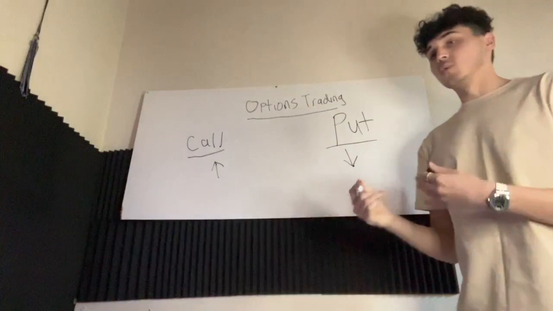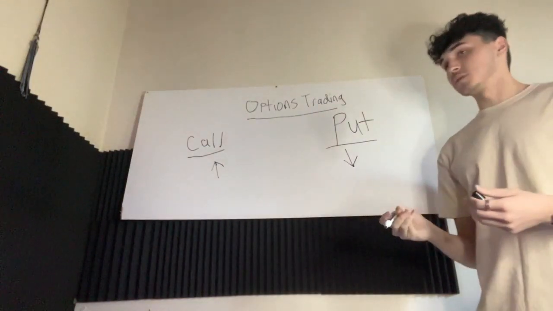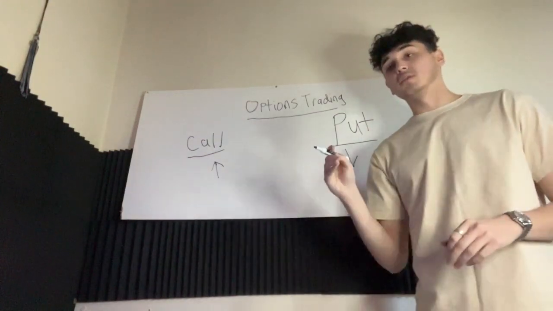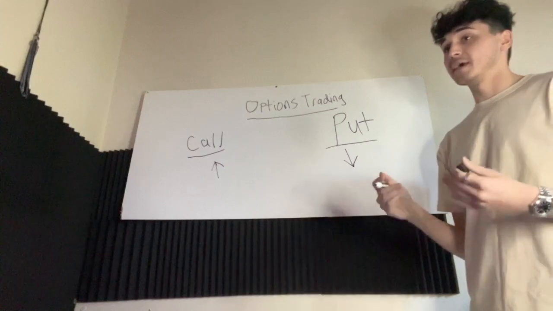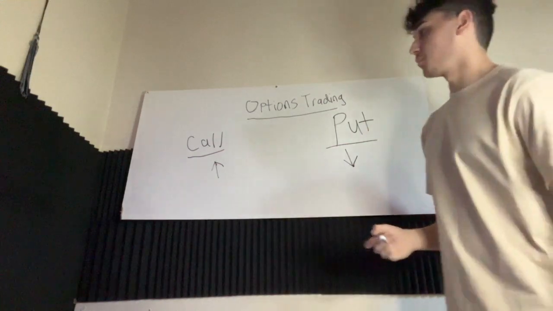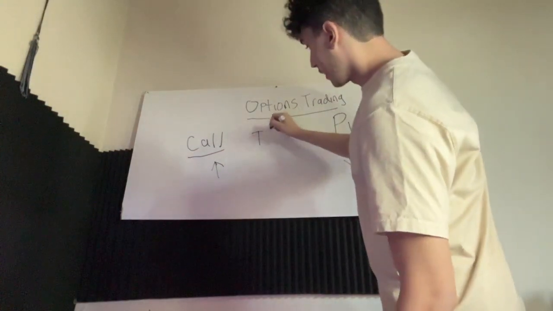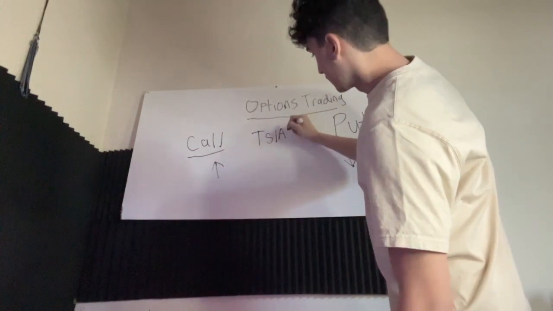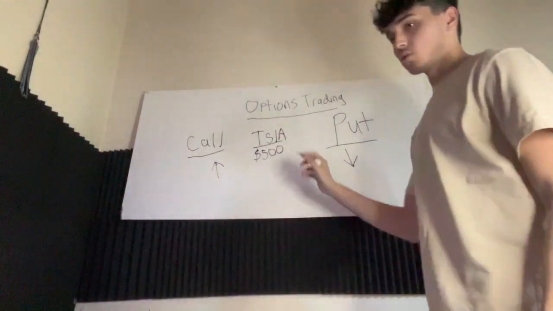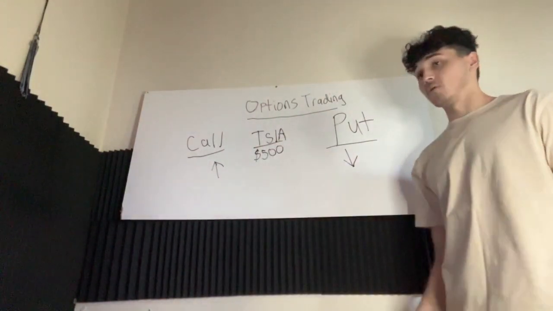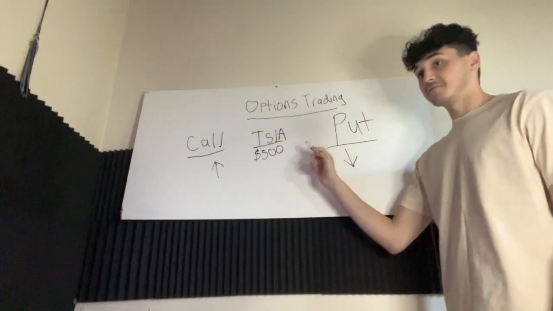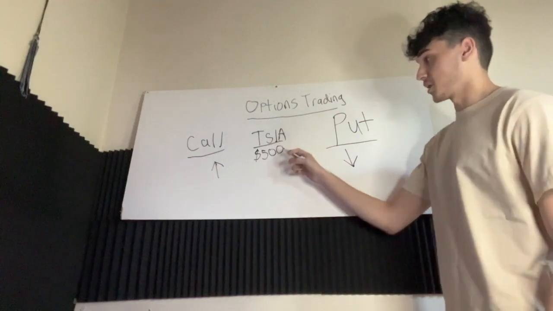Now, with options, it's also pretty difficult and different from regular trading due to the fact that there are multiple different option contracts that you can buy at all times, right? It's not just one price. So let's say, for example, we're trading Tesla, and I have no idea what Tesla is currently at, but let's just say it's at $500, right? So let's say Tesla is at $500. Now, another cool thing about trading options is you do not need exactly $500 to trade Tesla.